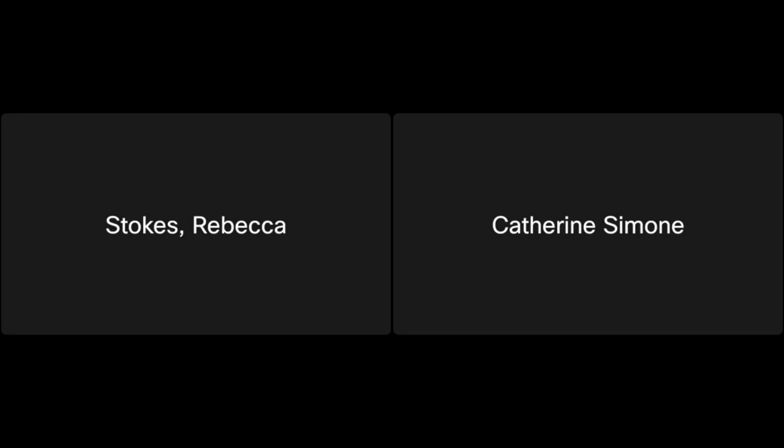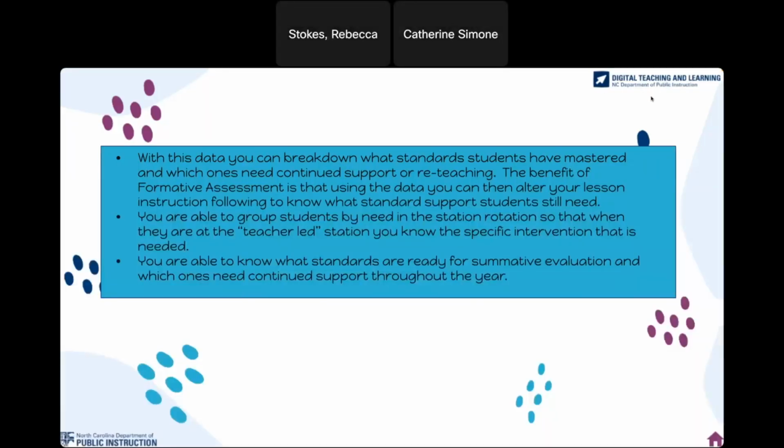Okay, so with the data reports that we just talked about, you're able to break down and know what standards students have mastered, and which ones need continued support or reteaching. And the benefit of the formative assessment is knowing that you can use that data, and you can then alter your lesson instruction to know what standard support students still need. So you're able to group the students in the station rotation model that we talked about, and you're able to know what standards are ready for summative evaluation and which ones need continued support throughout the year. So just some benefits of having those detailed data reports that Schoolnet offers.